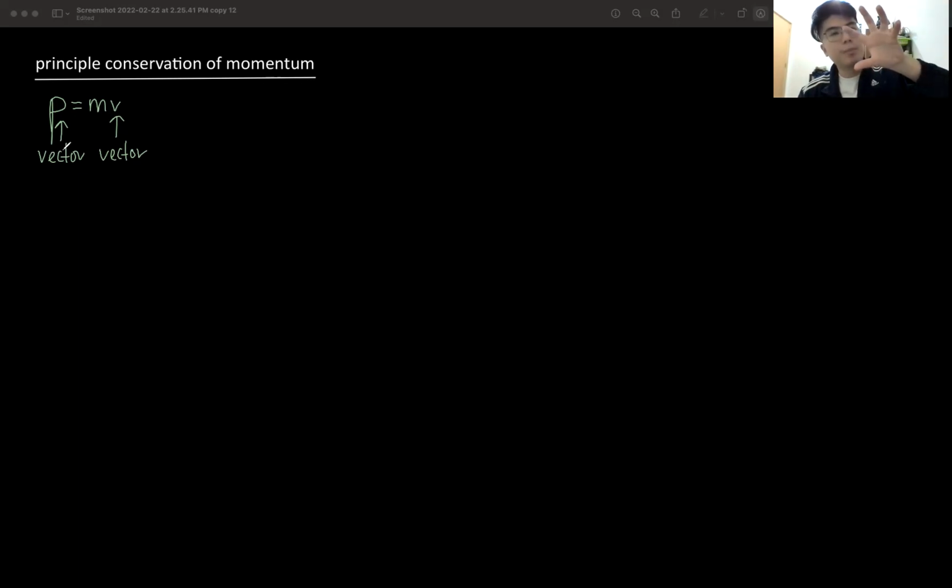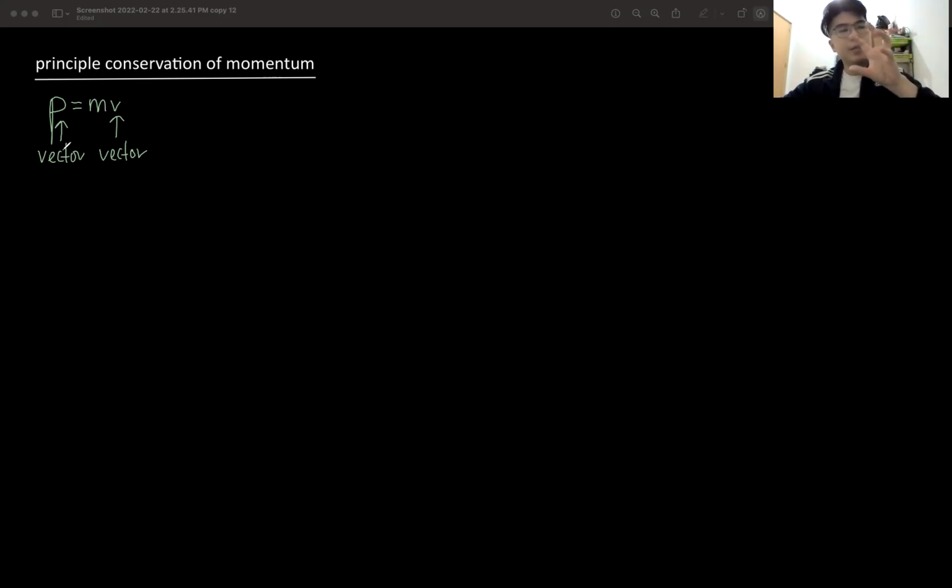Okay, so let's say we take a system of five bodies. Now they are moving towards each other. I calculate the total momentum before they collide. So I will say total momentum before collision. Let's say I found it is 1,000.